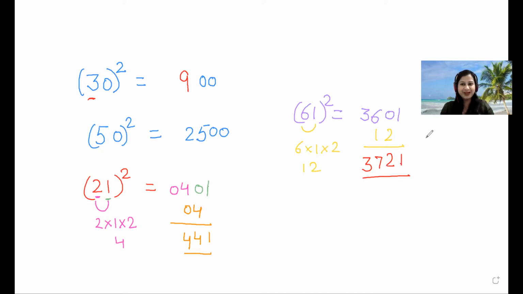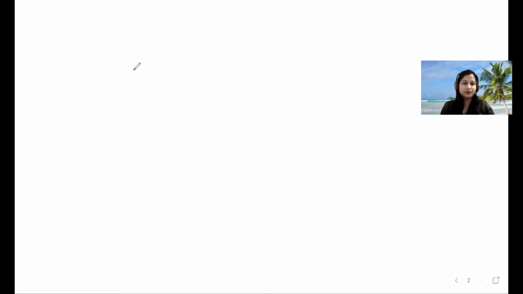Easy? Alright, let's move to the next number, which has unit place 2. Suppose I'm taking 32 ka square. In this, again the same trick, similar to the ones in which the unit place is 1. We'll do the squaring of the ones place. The ones place is 2, and 2 square is 4. Don't forget to write in two-digit form, 0, 4. Now 3 square is 9. Again we write it in two-digit form, that is 0, 9.